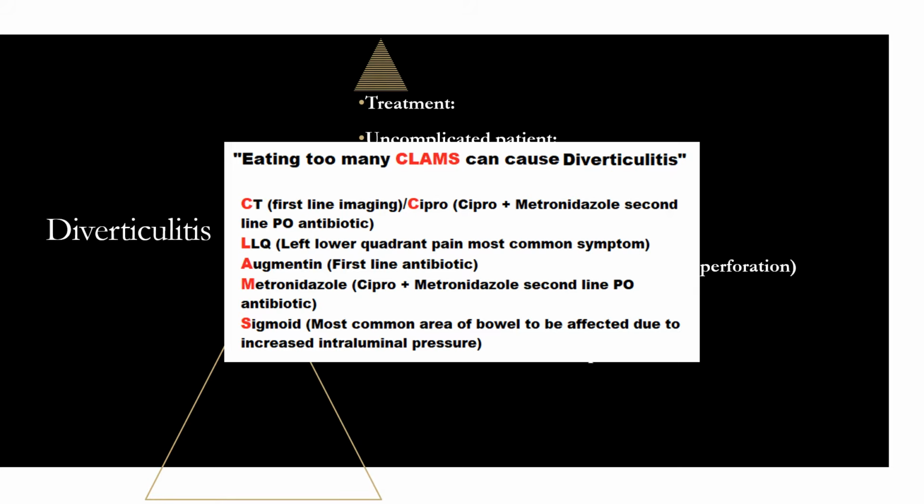The L stands for left lower quadrant pain, most common presenting symptom. The A stands for Augmentin, which is normally your first line antibiotic. The M stands for metronidazole, which is the second line PO antibiotic combined with cipro. And then S stands for sigmoid, which is your most common area of bowel to be affected due to the increased intraluminal pressure. So that is diverticulitis.